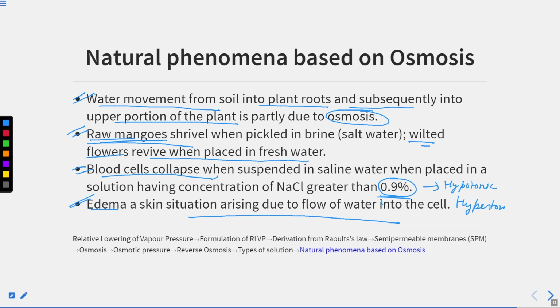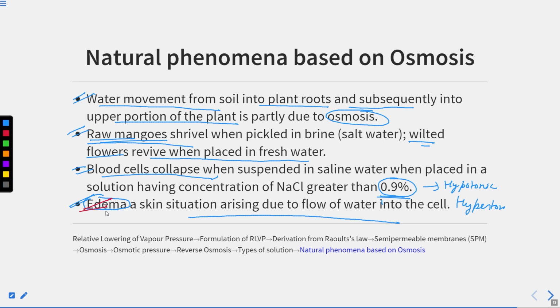So you can be asked about this edema. Why does edema happen? You should remember this. This is an important point to remember from your CBSE point of view and from your NEET point of view also. So this edema term can be asked. What is this case? Basically we are putting our blood cells in a solution which has a concentration smaller than 0.9%. Then in that case the water will flow from outside the cell to inside the cell, and it will result in a case that is called edema.